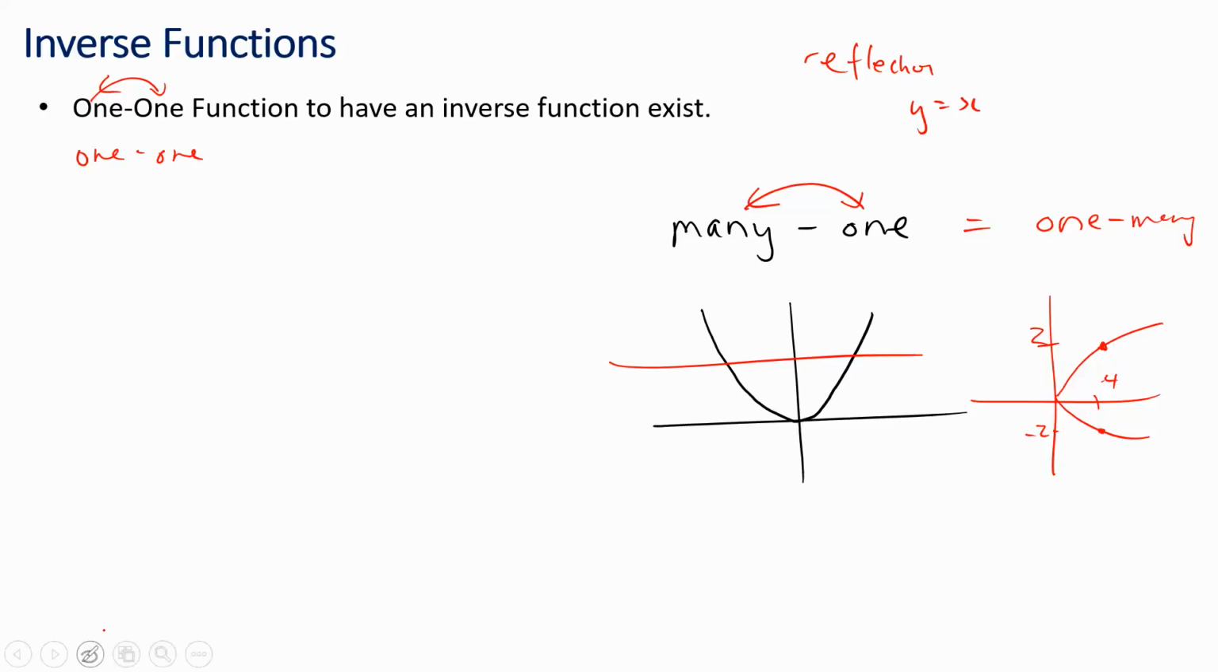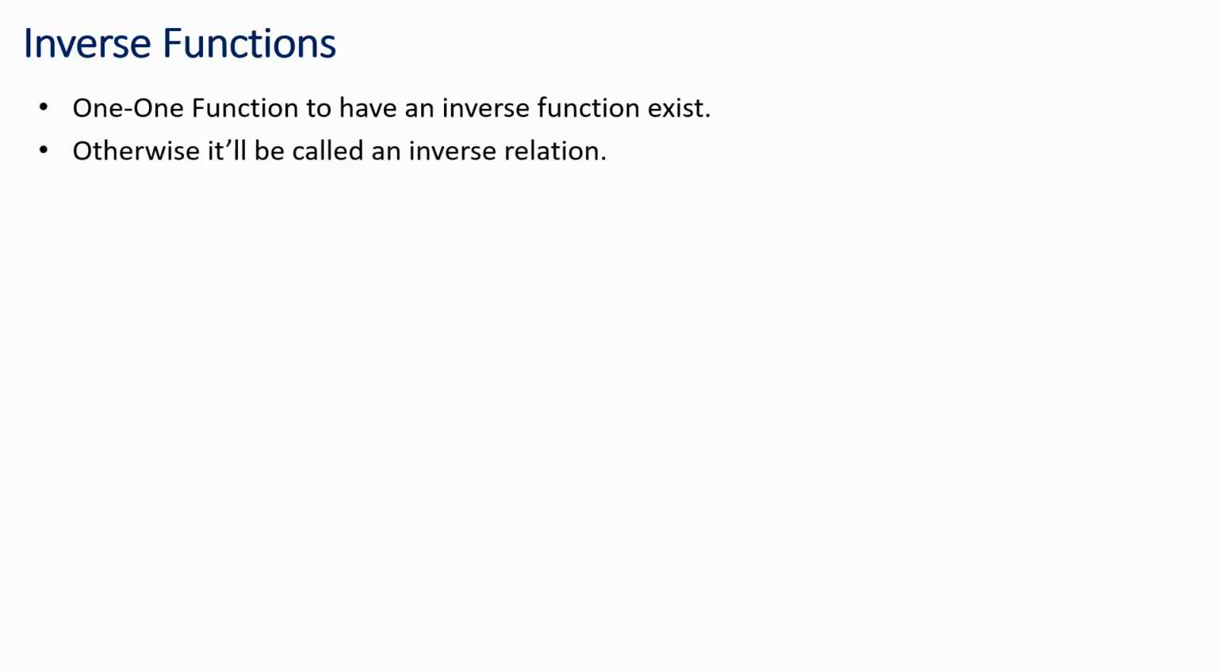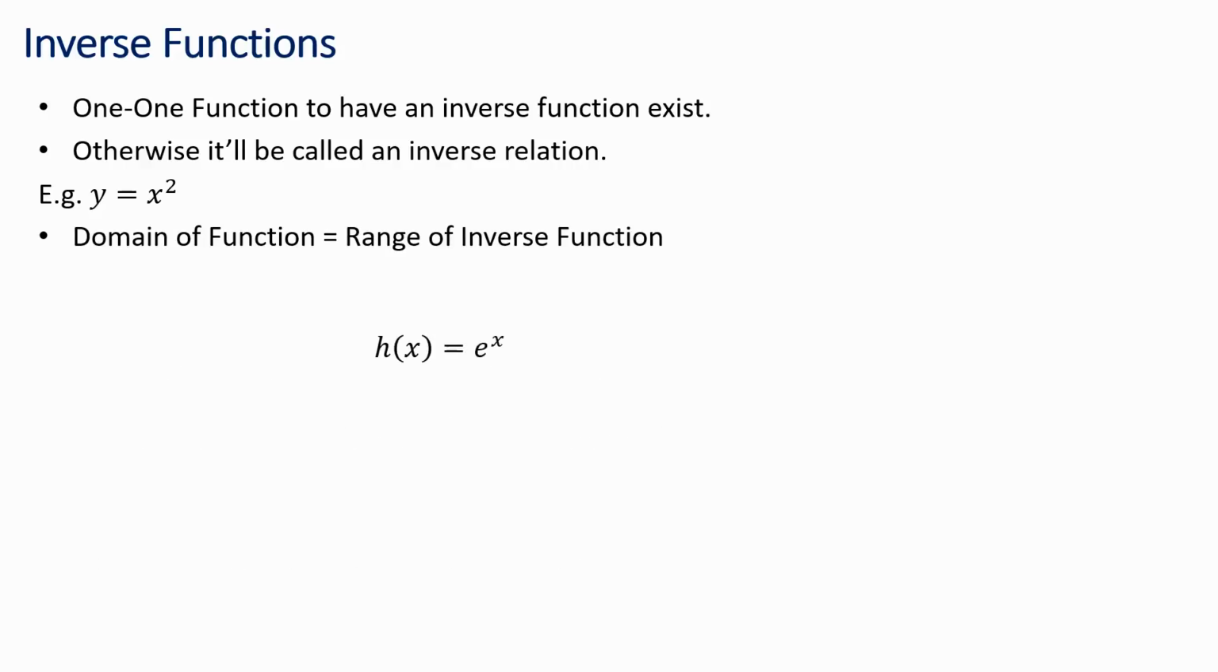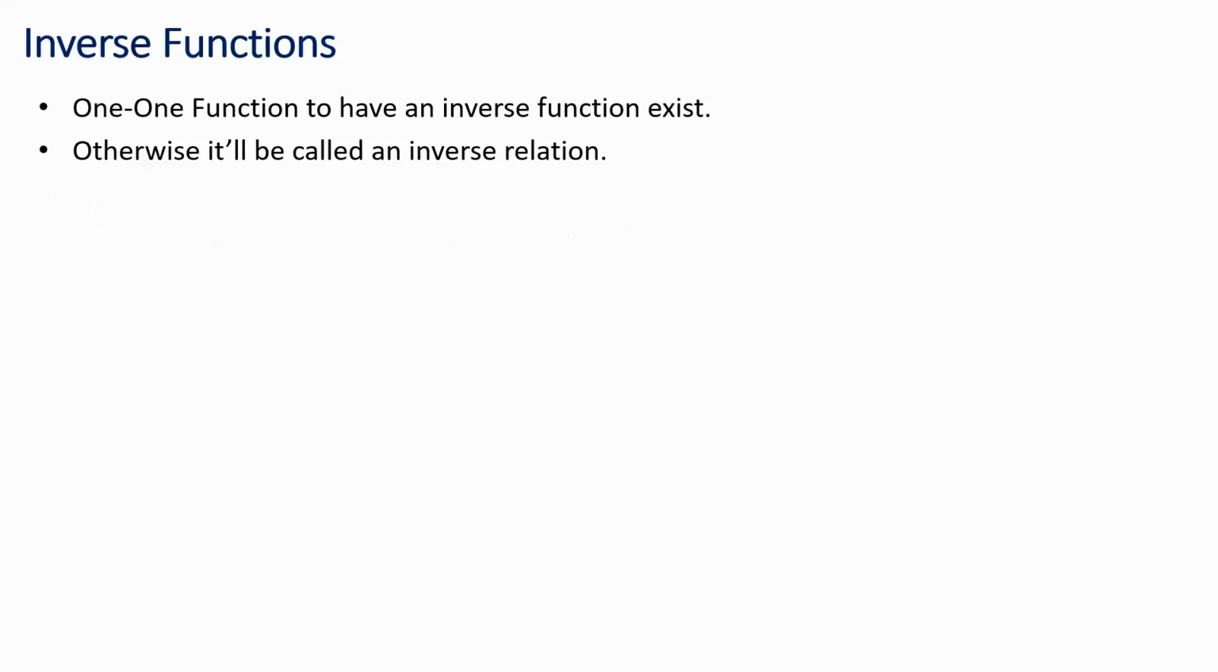Okay, so let's recap again. It's one-to-one, otherwise it's called an inverse relation. I just gave you an example. So many-to-one, if you swap it, becomes one-to-many. One-to-many is a relation, not a function. I gave you an example here. Domain, don't worry about that, forget about that.